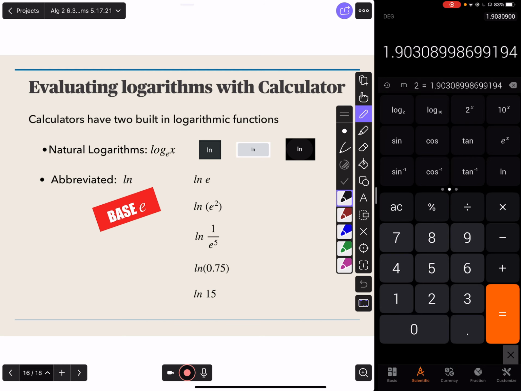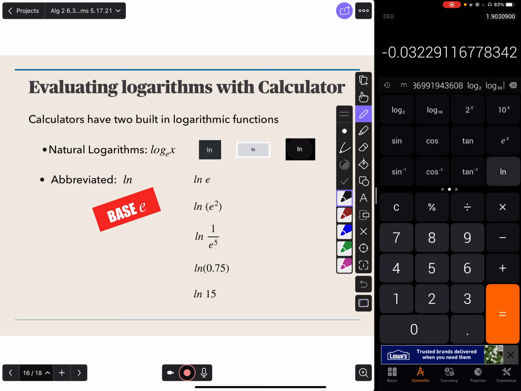The last ones we have to look at are the natural logarithms. If you notice on my calculator screen, you see log base 2, log base 10, and then there's this ln button down here. That ln button is the log base e, the natural logarithm. Log base e. So this is how it's notated on your calculators.